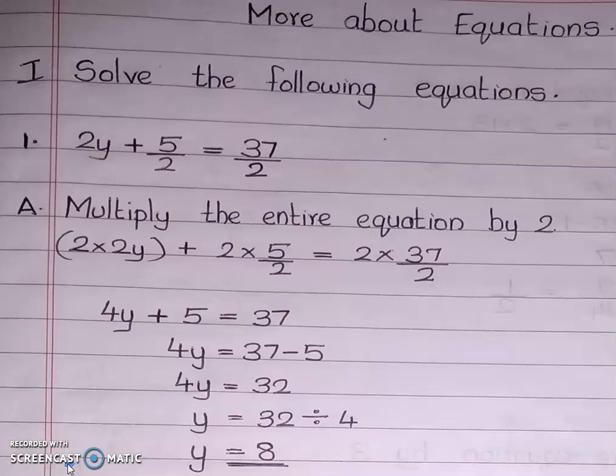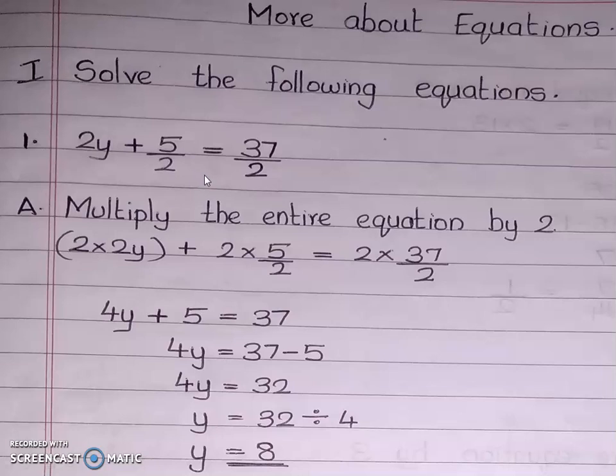First one, 2y plus 5 by 2 equal to 37 by 2. Students, you can see fractions here, 5 by 2 and 37 by 2. Both have denominator 2. So the first step is multiply the entire equation by 2. What is 2? 2 is the denominator of the fraction.